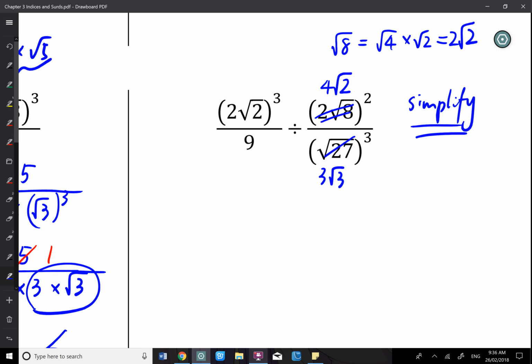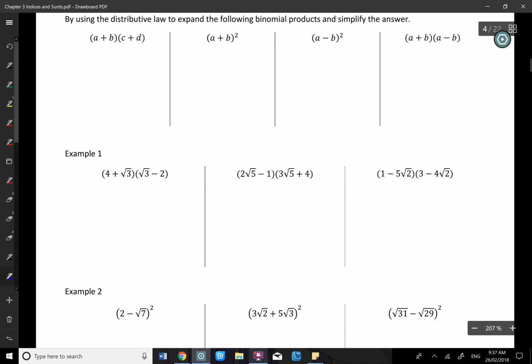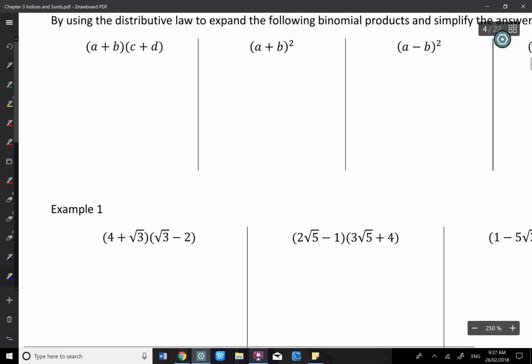I'll leave that to you to try it. I think it's quite hard to get the bottom one right, so I'll give you some time later to try that question. So let's keep moving on first to the binomial products.